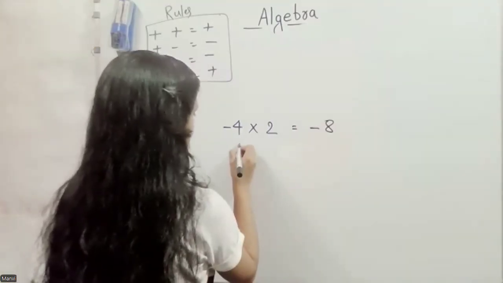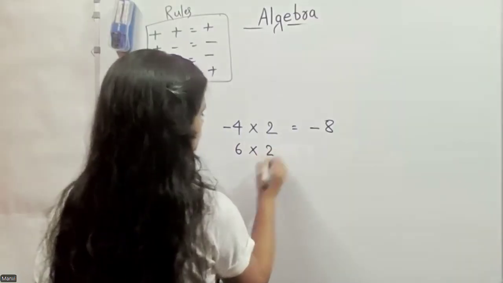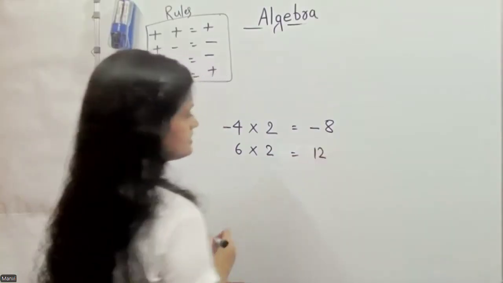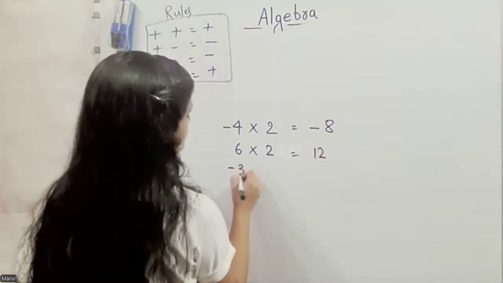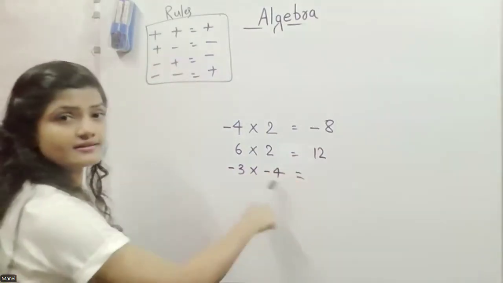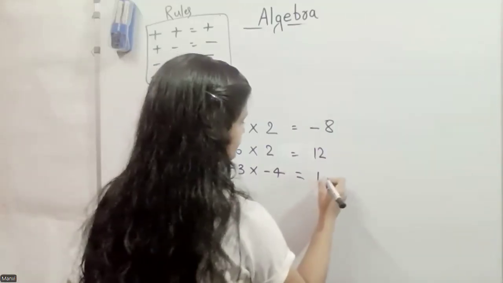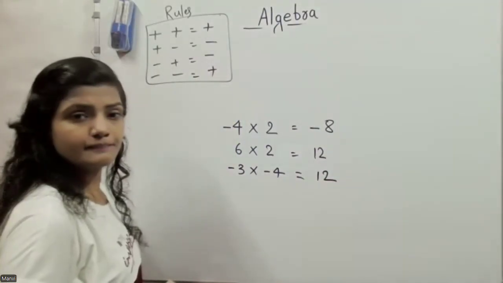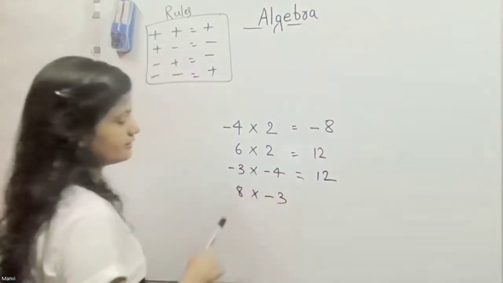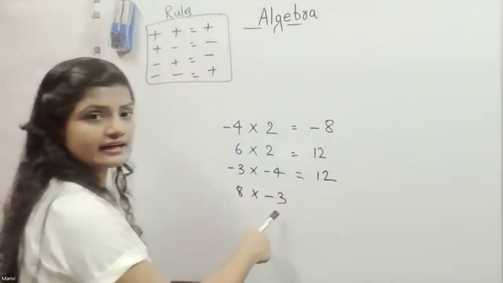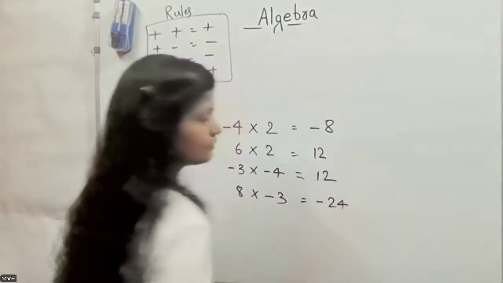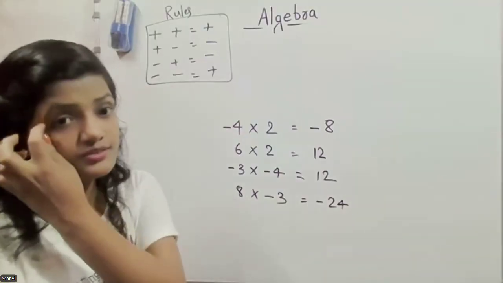For example, 6 times 2, same sign, plus plus, means the answer must be positive. Same sign means positive. Minus 3 times minus 4, same sign, minus minus, means the answer must be positive, 12. 8 times minus 3, different sign, one positive and one negative, so the answer must be negative. 8 times 3 is 24. Is it okay, Kavya?